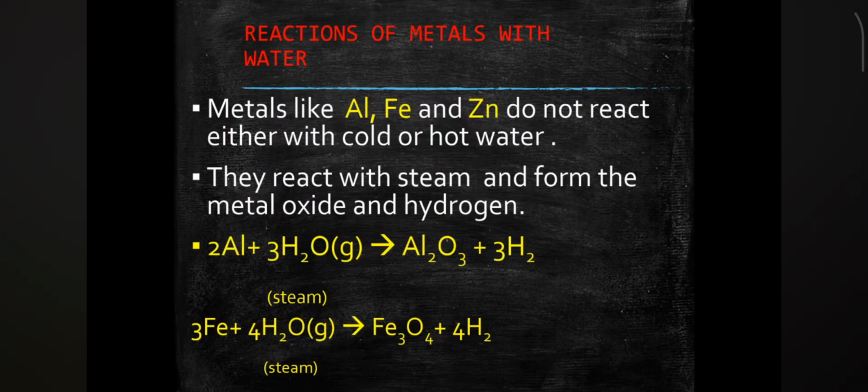Metals like aluminium, iron and zinc do not react either with cold or hot water. They react with steam and form the metal oxide and hydrogen. Aluminium, when it reacts with H2O, gives aluminium oxide and hydrogen. Similarly, when iron reacts with steam, it gives ferrous oxide and hydrogen.